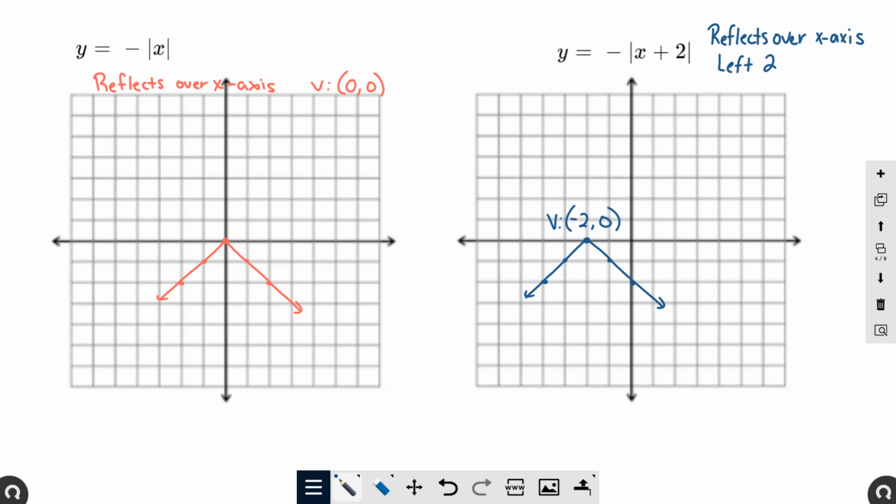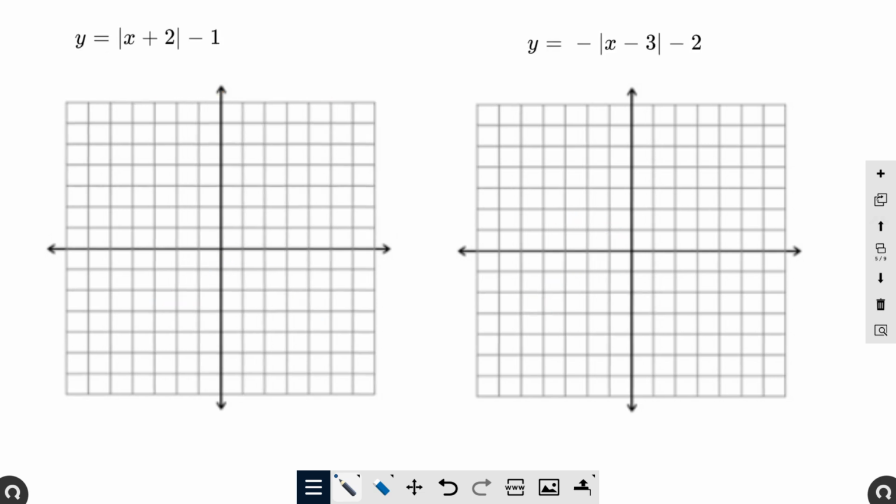Any questions so far? Now, if you want to use your calculator to graph these, that's okay. You can type them in y equals and look at the graph, especially to double check to make sure that you graphed it correctly. You could also get a few points, but I only need 3 points. The vertex, 1 to the left, 1 to the right. Okay, let's try these two. These are kind of combinations where we have some things together.